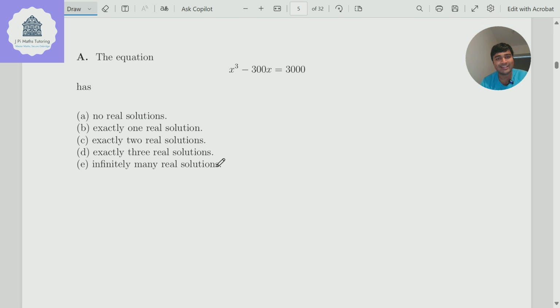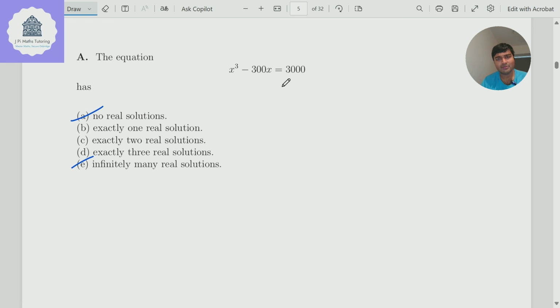So this is question 1A. The equation x cubed minus 300x equals 3000 has how many real solutions? Straight away we're eliminating A and E because a cubic can't have infinitely many solutions. It can't have 0 real solutions. It has to have at least one.